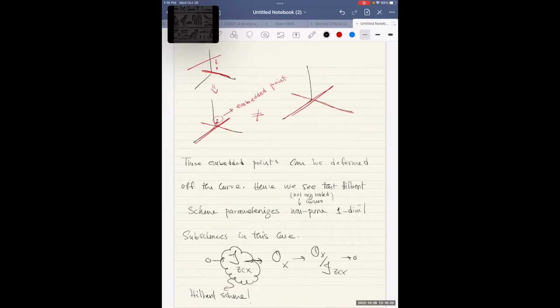So normally, if you give me some subscheme of an ambient variety X, we call it Z. For the time being, we think of Z being a curve, but it doesn't need to be. It sits in this canonical short exact sequence, and this is the structure sheaf of Z.